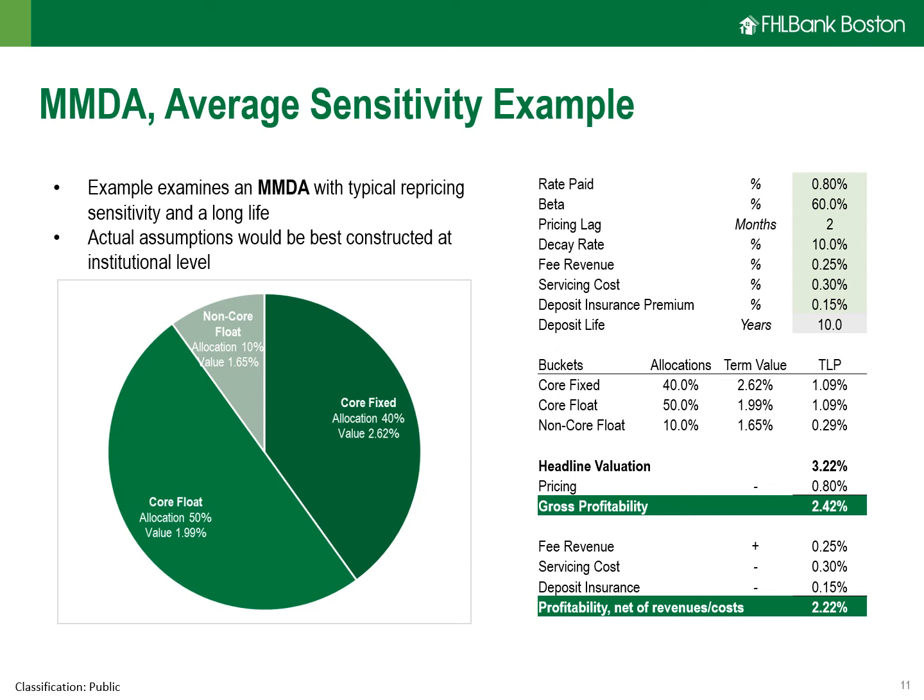And so this average sensitivity MMDA has significantly less value than the NOW account. But again, that lines up with our intuition. If the NOW account has much lower sensitivity and is likely to stick around for a lot longer, it should be worth a lot more than the money market account.